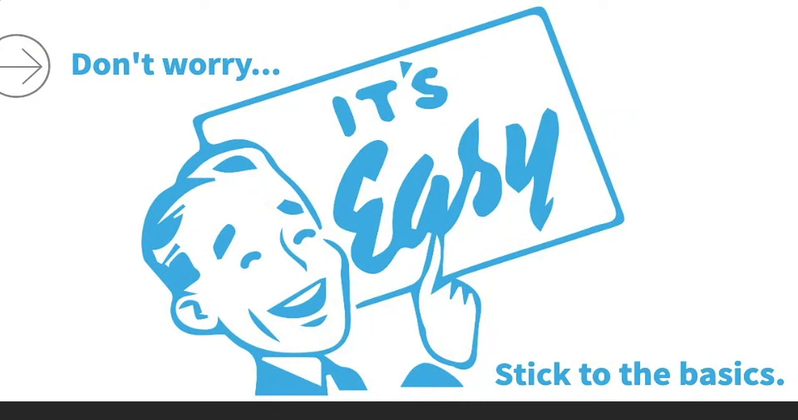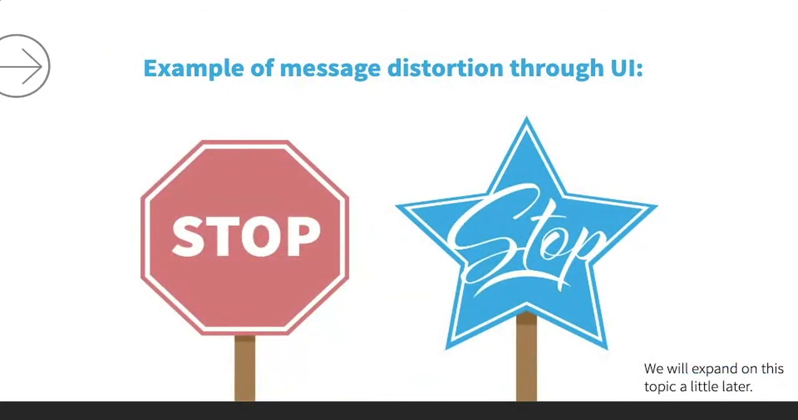So I've come up with two exercises that are really fun and demonstrate this in a really easy to understand way. So let's take this first one. Here is an example of message distortion through UI. And the UI, in this case, directly influences the user experience. So on the left-hand side, we see a stop sign. We're all familiar with this. We know exactly what it's telling us to do. It's bright, attention-grabbing, and we know that we need to stop. Otherwise, we might end up in a car accident.